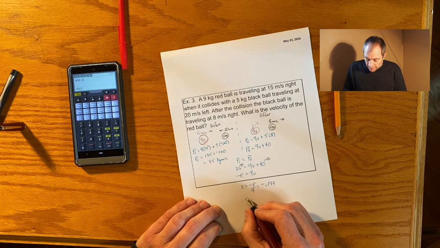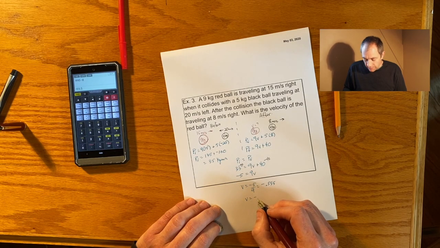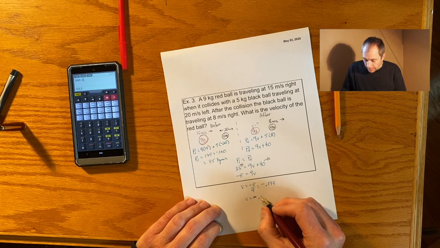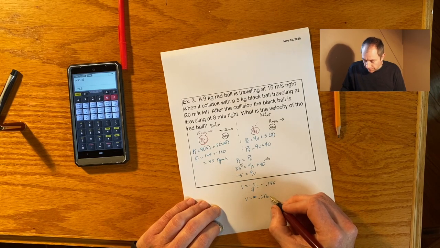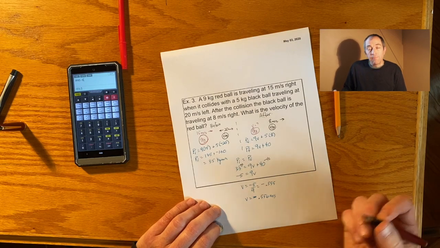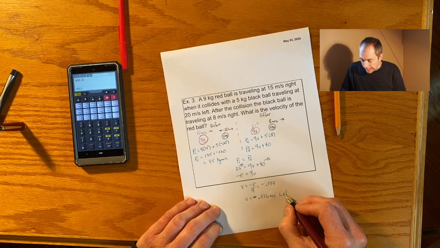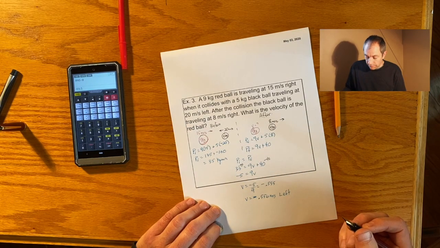And we will say v equals negative, no, I didn't want the negative in there. V equals 0.556 to 3 significant figures, meters a second. Now we have to interpret that negative, and the negative of course means it's going left, and that's fine, just to say leftwards.